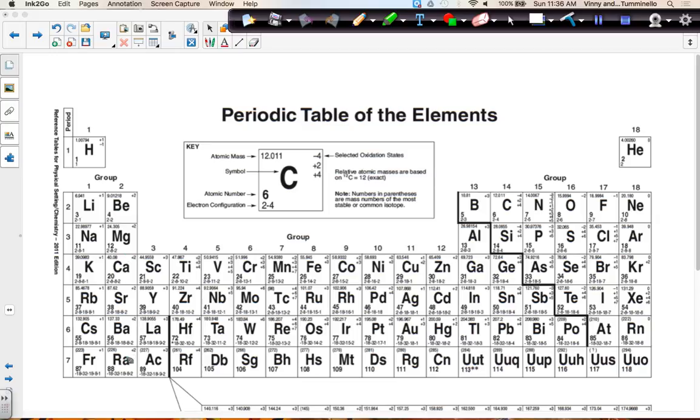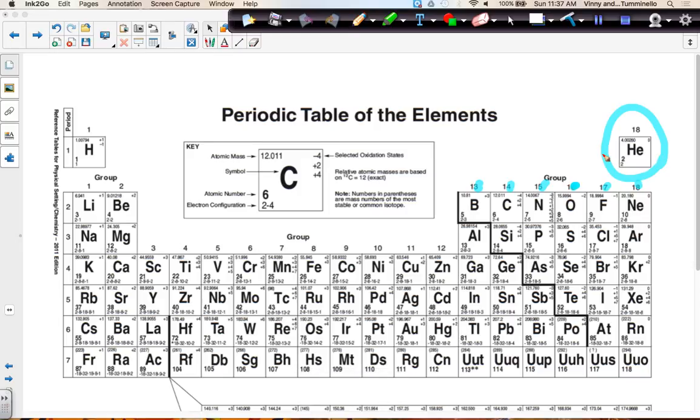In group 2, they tend to have 2 valence electrons. In group 13, 3 valence electrons. In 14, 4 valence electrons. 15 is 5, 16 is 6, 17 is 7, and 18 is 8, with the exception of helium, because remember, helium only has one shell, one principal energy level.